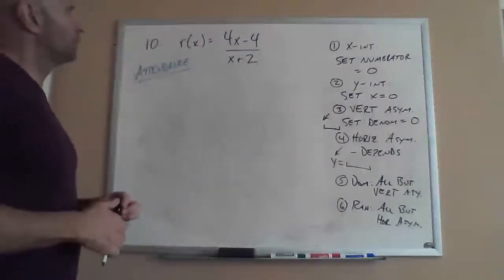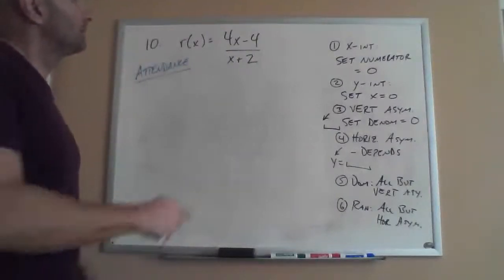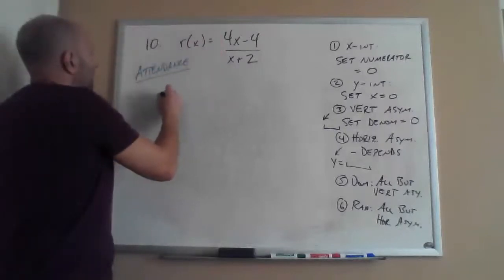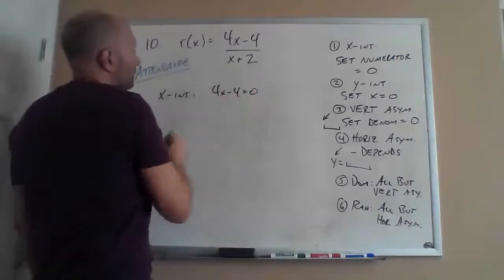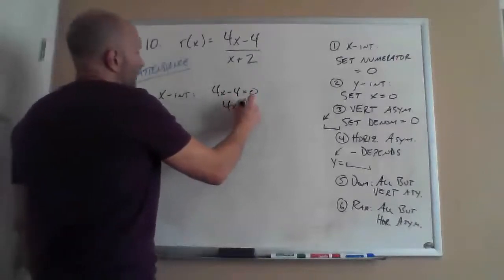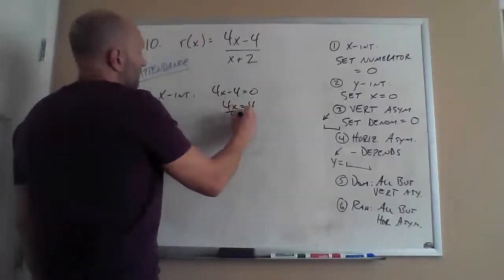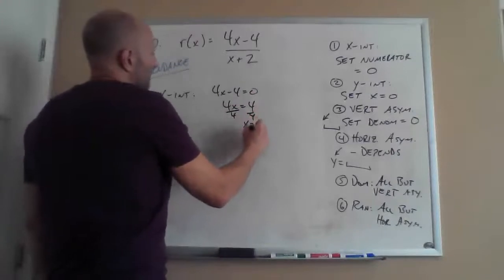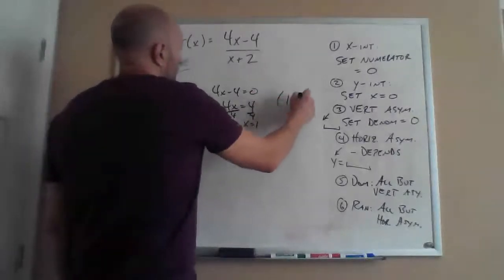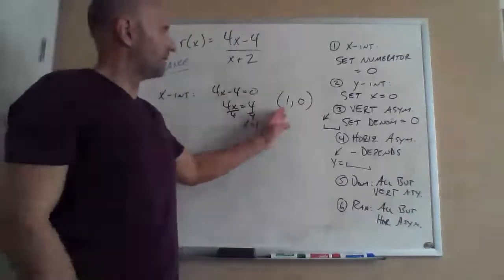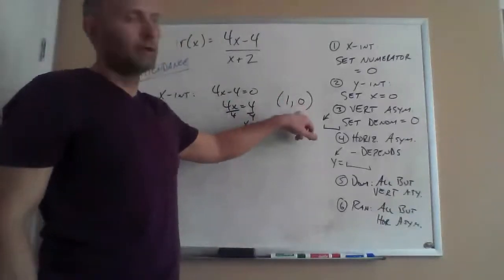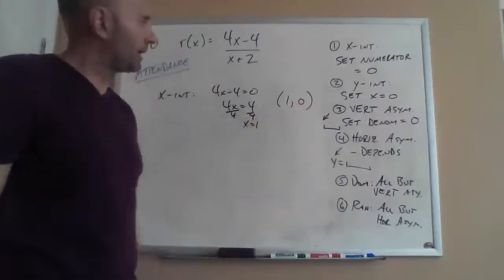All right, so first off, X-intercept. For the X-intercept, we set the numerator, 4x minus 4, equal to 0. So 4x is equal to 4. That means x equals 1. So as an ordered pair, it's always going to be whatever our value for x is, in this case 1, and y is 0. That's our X-intercept.